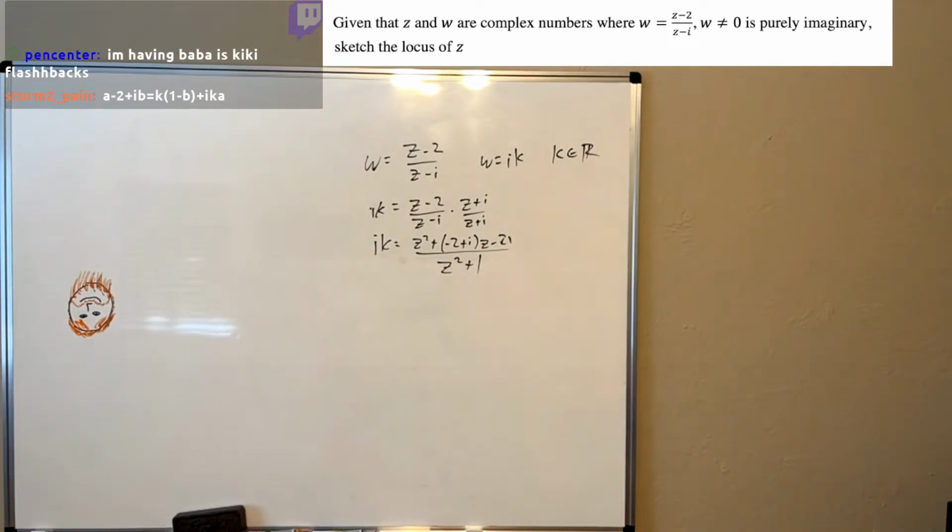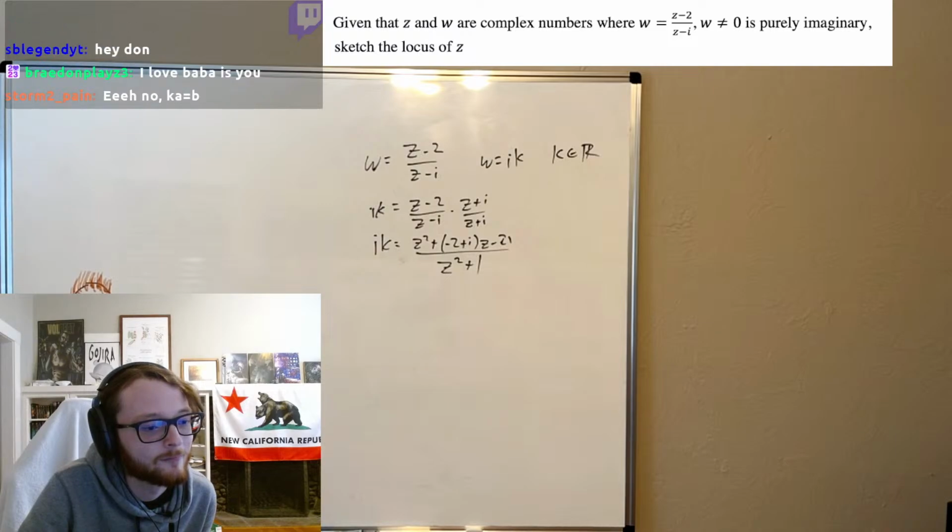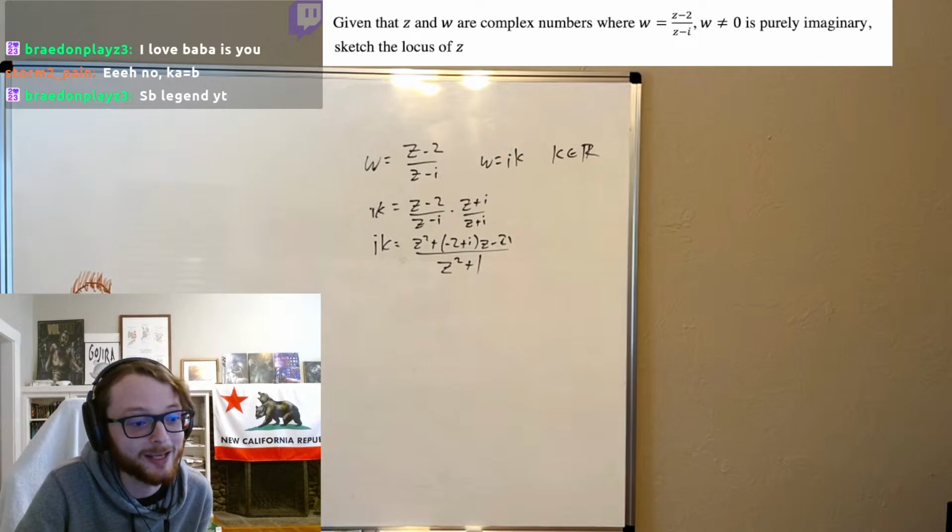You couldn't help yourself? Baba is Kiki, yeah. Hey, Esplegendit? However you say that? Oh, SB, yeah, that's much more reasonable, Brayden. I prefer Esplegend. Oh, yeah.